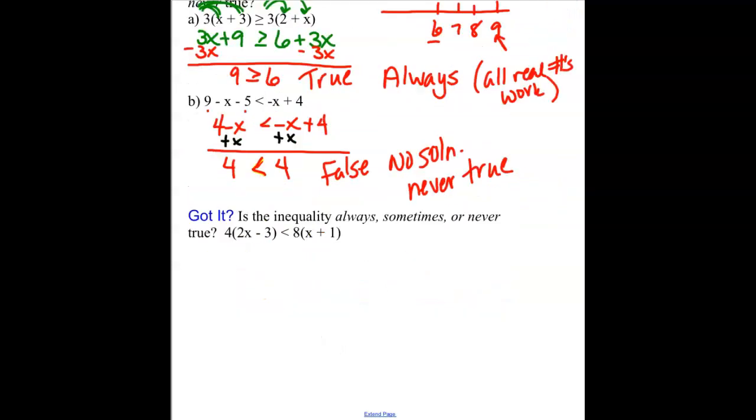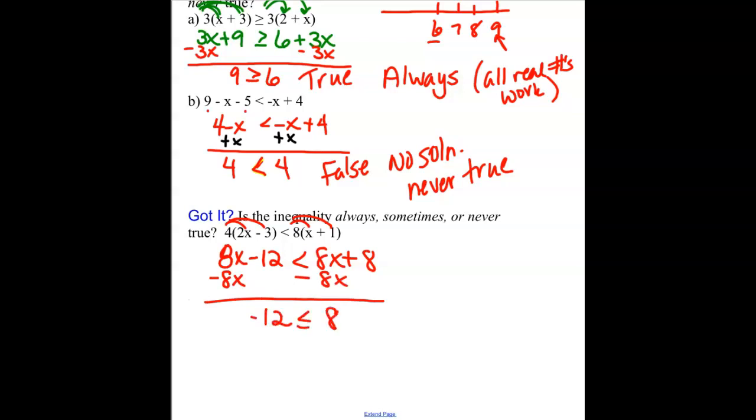All right, go ahead and pause the video and try this one. Checking your answer. Distributing gives us 8x minus 12. On this side, distributing gives us 8x plus 8. We can try to get our x's to one side, but they disappear. So look at our statement. Is negative 12 less than or equal to 8?